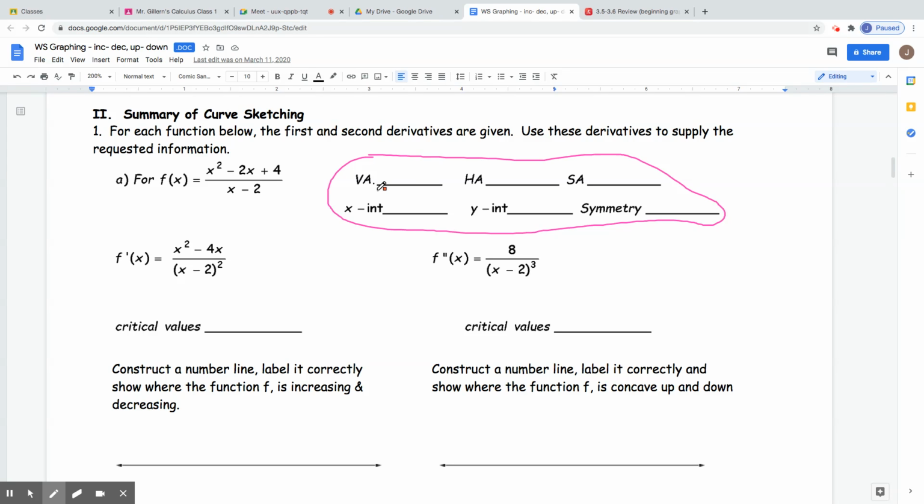The actual math involved is not that difficult. It's just knowing what you're supposed to do for each one. So with a vertical asymptote, I set this equal to 0. I set that equal to 0, and that gives me x equals 2. There's my vertical asymptote. My horizontal asymptote is determined, or slant, by looking at the degree.